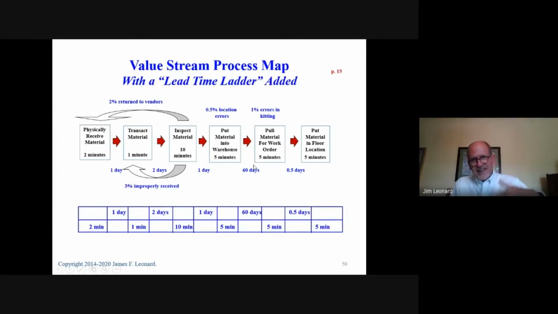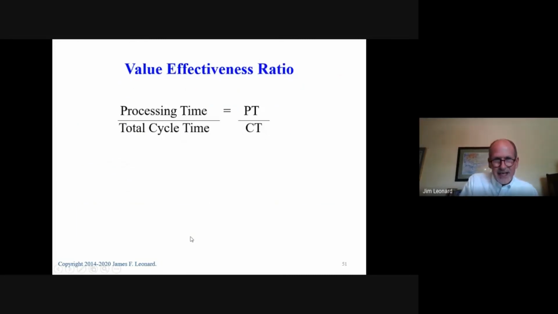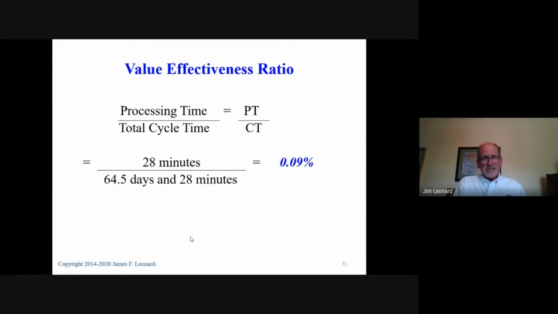And there's a kind of a value effectiveness ladder you can put across the top. Across the top is the white space. The white space, the queue time, the delays. Across the bottom is the actual processing time. And in this case, actual case I might add, the actual processing time was 28 minutes. Doesn't take us long at all to receive something.